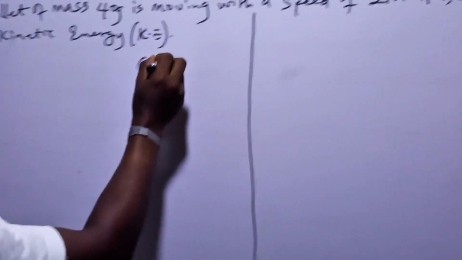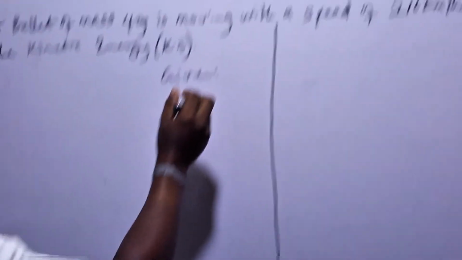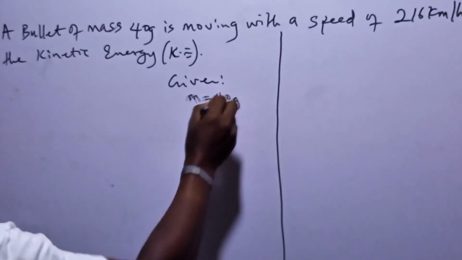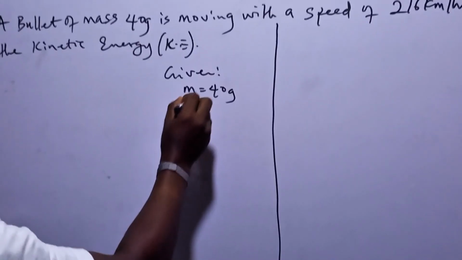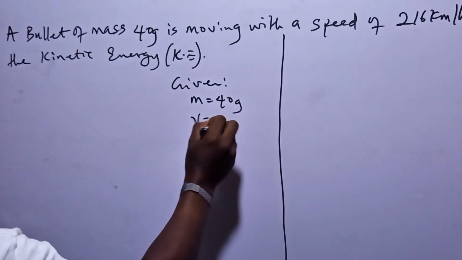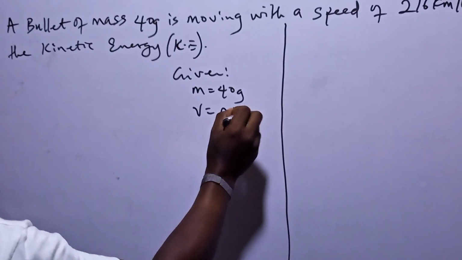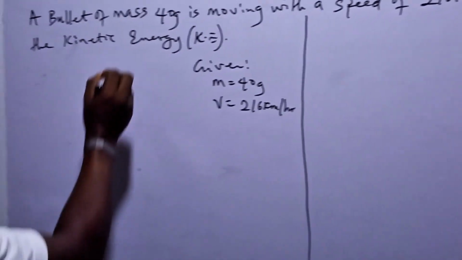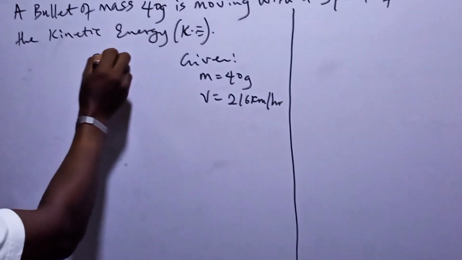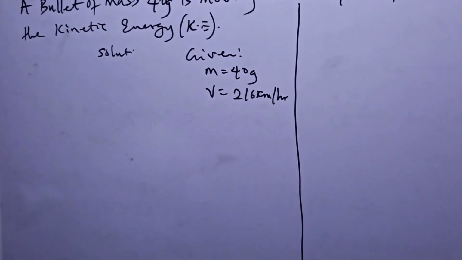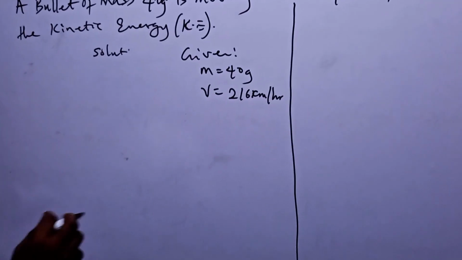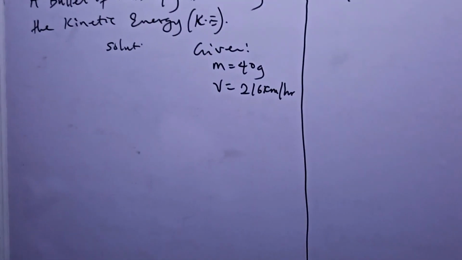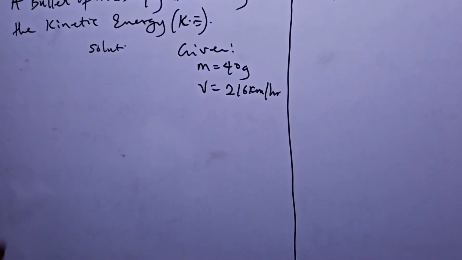So given, we have here the mass to be 40 grams and the velocity to be 216 km/h. Solution. Now, to resolve this, if you really don't understand how it goes, you might make a mistake.